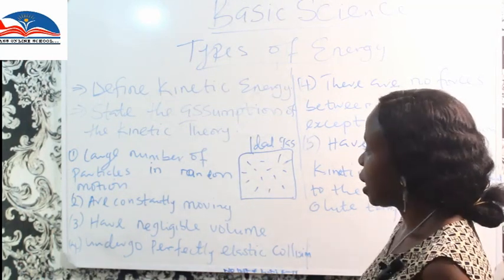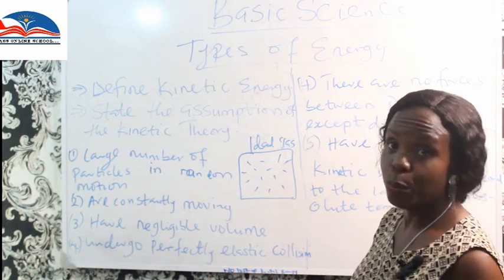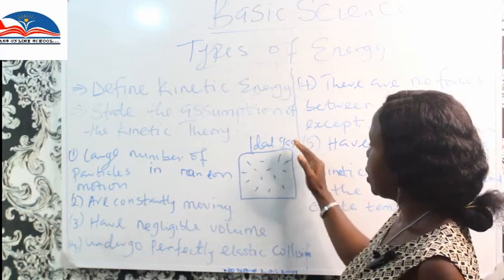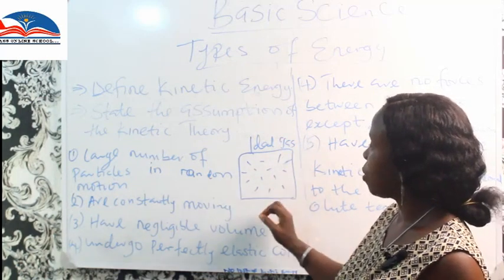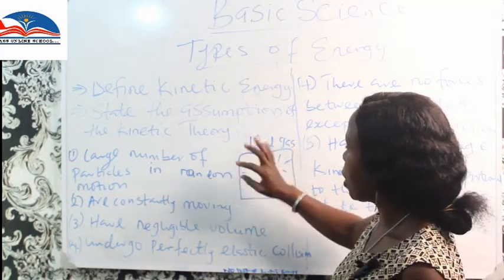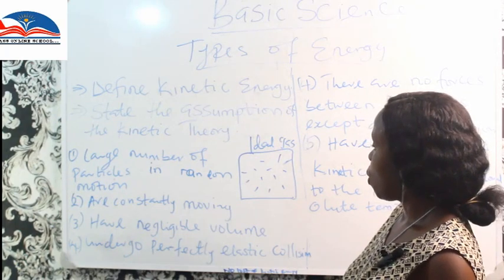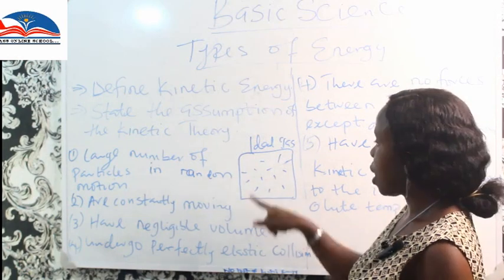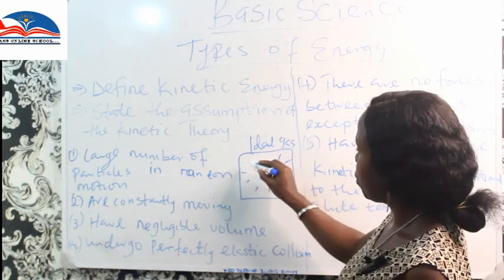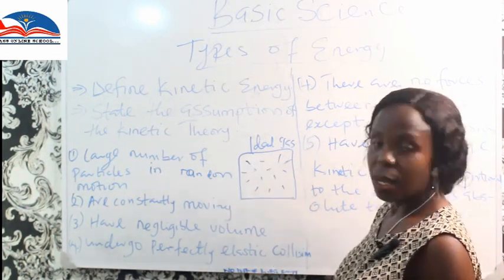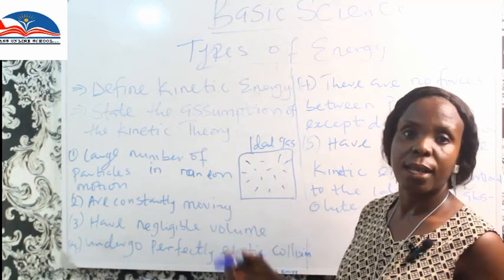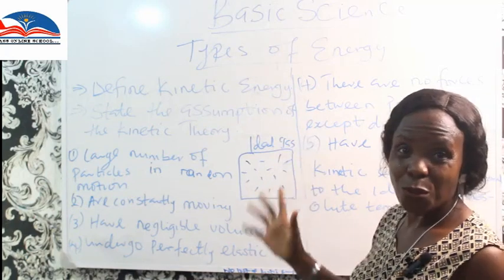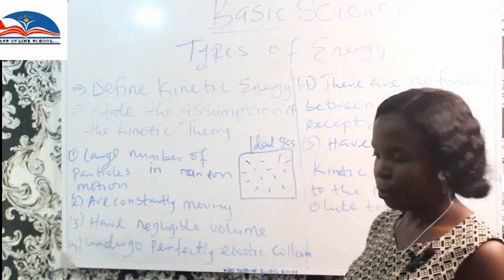Then number three, they have negligible volume. If out of this ideal gas box we have, I remove one particle or a molecule from this, it's negligible. You see, I've removed one. It is negligible because the others can carry out the activity. So the removal of one out of the volume is negligible.